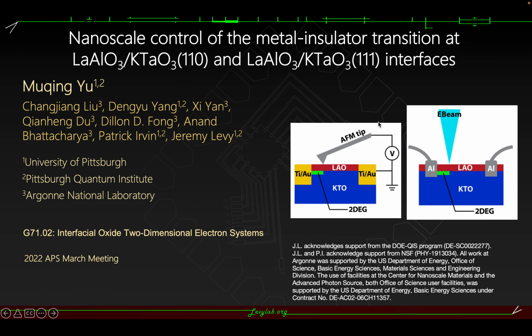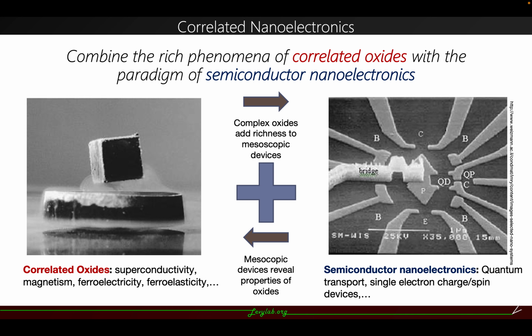Today my talk is on nanoscale control of the metal-insulator transition at lanthanum aluminate potassium tantalate 110 and 111 interfaces. Correlated oxide systems have many interesting properties, such as superconductivity and ferromagnetism. The fabrication of nano devices enables us to investigate quantum simulation, quantum transport, and quantum sensing. Creating nanoelectronics at oxide systems will reveal the underlying properties of the system, and vice versa, correlated oxides will add richness to mesoscopic devices.